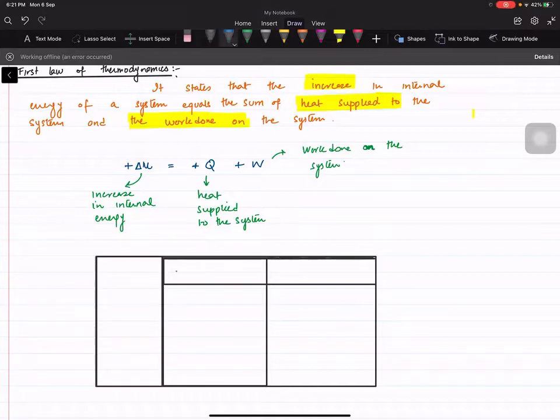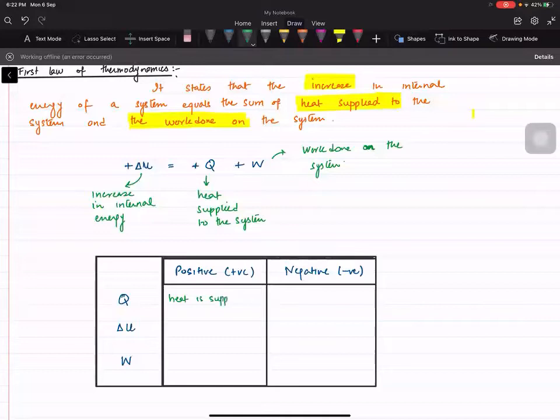So here we are going to write when something is positive and when something is negative. The first thing is we need to know what happens to Q, what happens to change in internal energy, and what happens to W. Q is heat. You will always add a positive sign to Q if it says heat is supplied to the system. And you will add a negative sign when it says heat is lost by the system. Is it clear, my children?